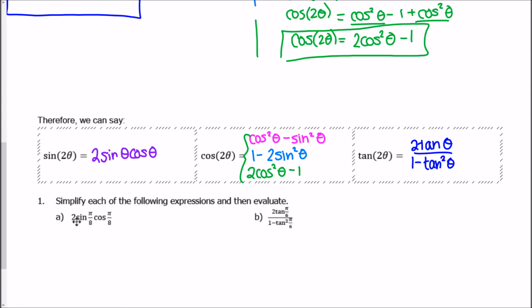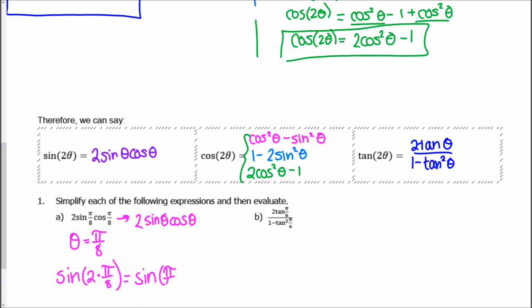So right here, it says 2 sine of pi over 8 times the cosine of pi over 8. So when I take a look at this, I can see that theta is going to be pi over 8. And so essentially, this is just saying 2 sine theta cosine theta. And 2 sine theta cosine theta right here is just sine of 2 theta. So essentially, I'm just finding sine of 2 times pi over 8. Okay, but 2 times pi over 8 is simply pi over 4.